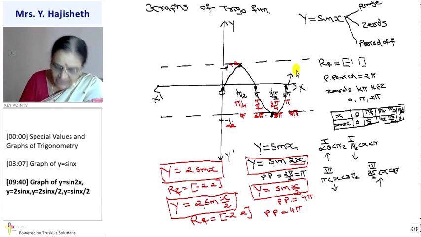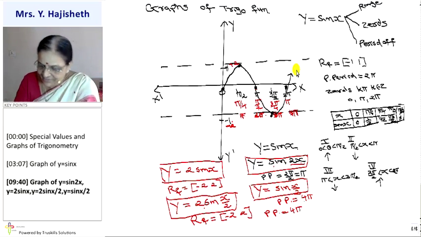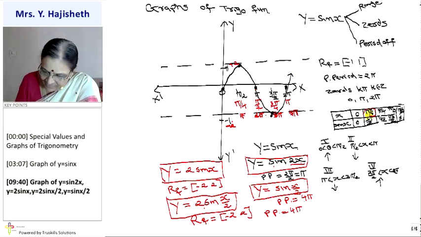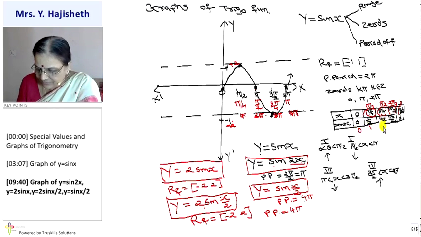The shape will remain the same. And in the table, here I will make double, and here also I will make double value. In the table also: pi by 6 becomes pi by 3, pi by 4 becomes pi by 2, pi by 3 becomes 2 pi by 3, and pi by 2 becomes pi. And values: 0 becomes 0, 1/2 becomes 1, 1/√2 becomes √2, here √3 and here is 2.